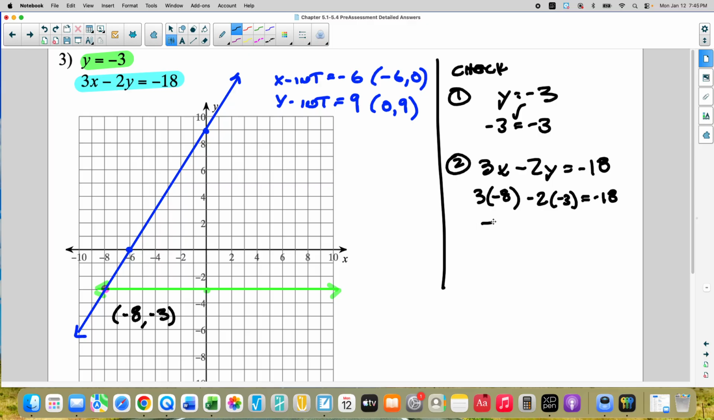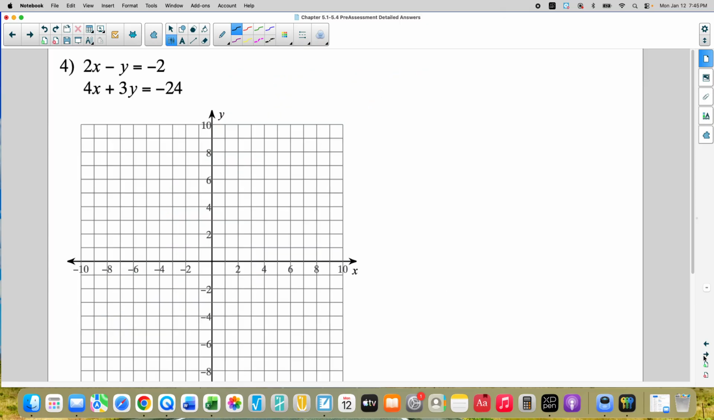3 times -8 is -24. -2 times -3 is +6. -24 plus 6 is -18. And that solution checks out. This is my answer to my system. That's the only point that these two equations share.